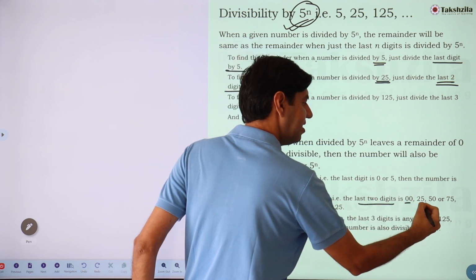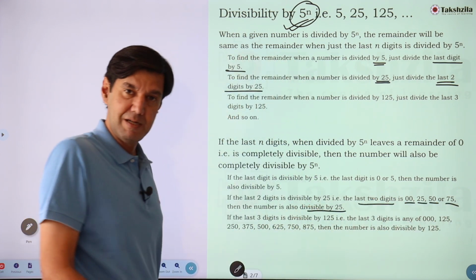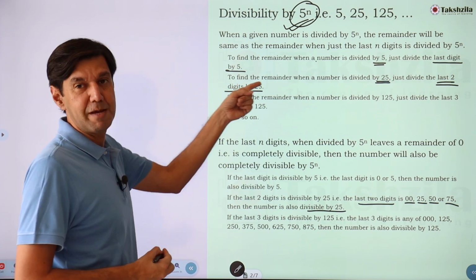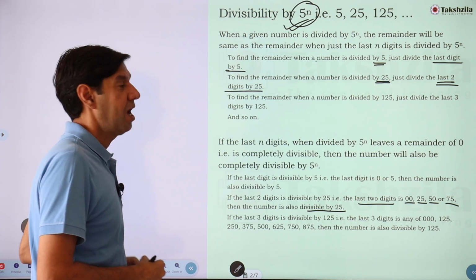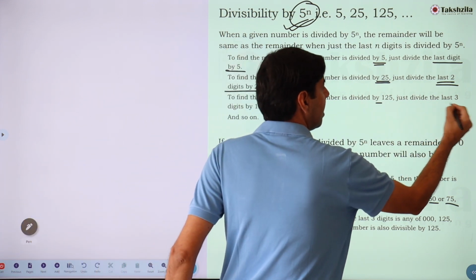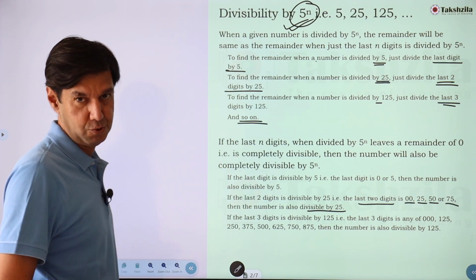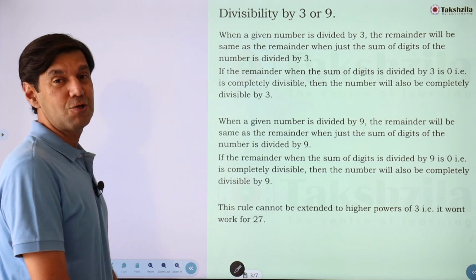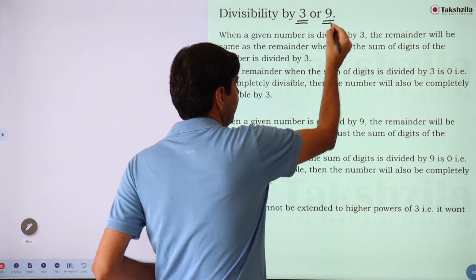The last 2 digits are 00, 25, 50, 75. Then the number is divisible by 25. Or else whatever is the remainder that you get is the remainder when the entire number is divided by 25. So for 125, take the last 3 digits and so on. You can even extend this rule, right? And the next rules are the divisibility rules for 3 and 9.